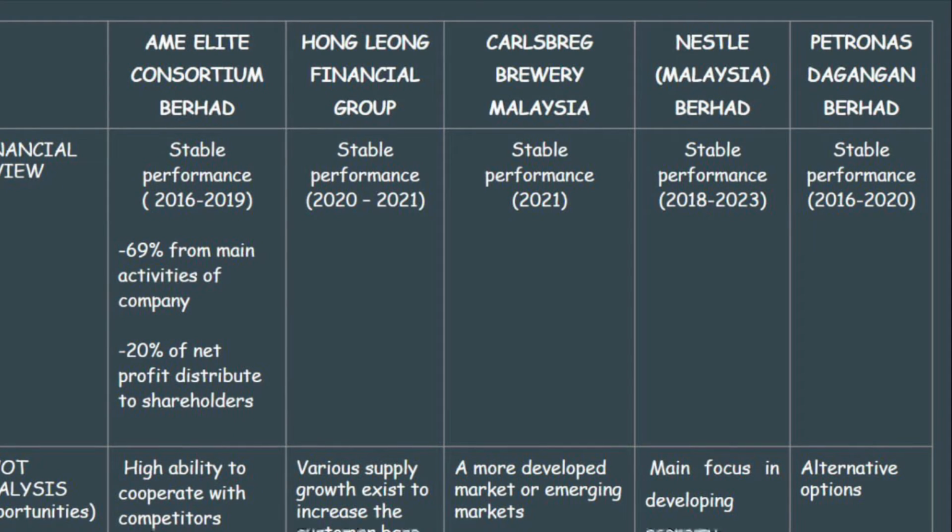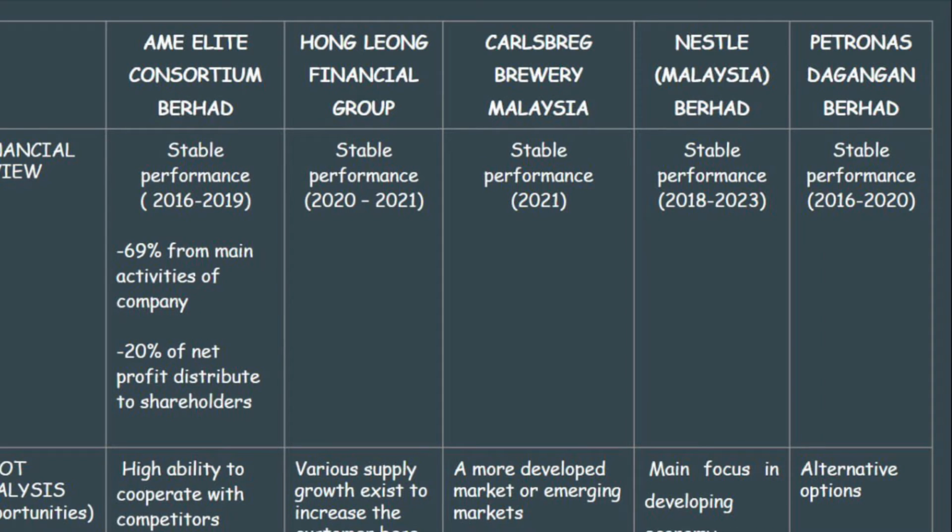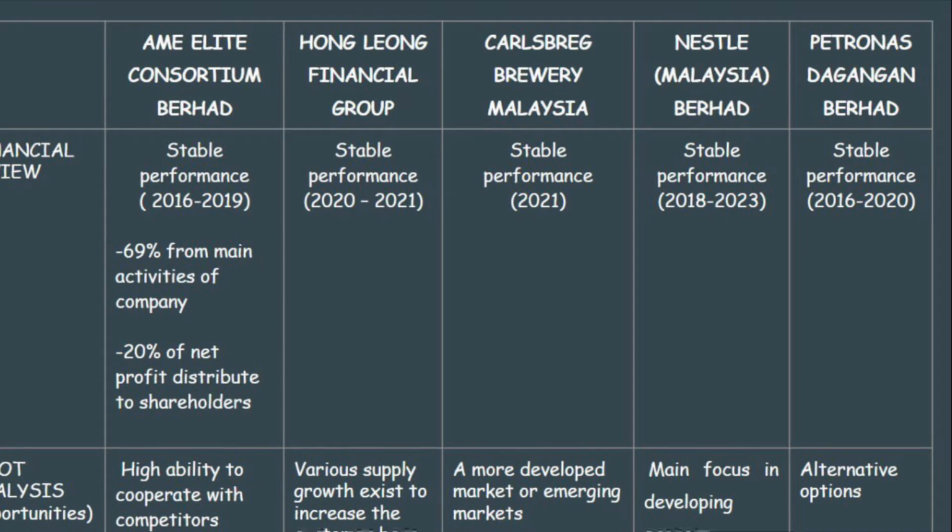As an example, as we mentioned here, 69% of their profits are derived from their main activity, which is construction, while the rest is derived from their other services or businesses as listed in the examples in the slides before. As other evidence as well, at least 20% of that net income they decided to distribute to shareholders. This strongly shows that they can control their cash flow well.